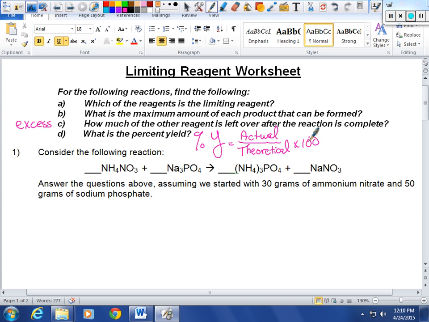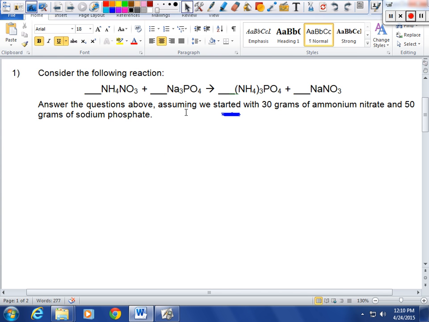We've got a, matter of fact, I'm just going to erase this and go ahead and slide it up. I meant to talk about this. I didn't even finish point B. What is the maximum amount of each product? We're actually going to kind of scratch out the word each, and I'm just going to pick one random one and determine the maximum amount of product that can be formed. And I'm going to pick one of the products, just so we don't have to do both of them. Okay? All right, so problem number 1.